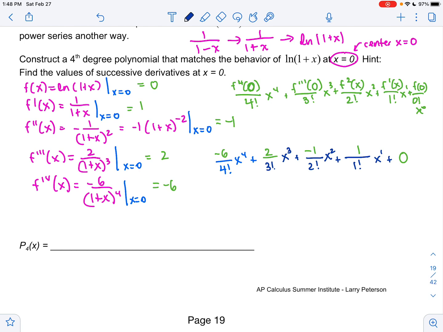And then this is the 4th degree polynomial that approximates ln of 1 plus x around the center x equals 0. And as we shift the center, we'll also have to change the values that we plug in here. It's always the center evaluated.